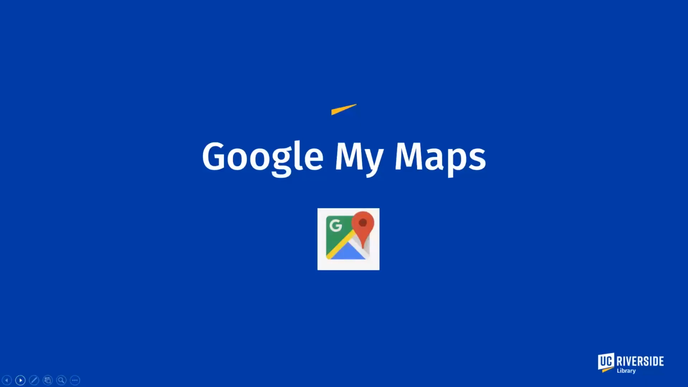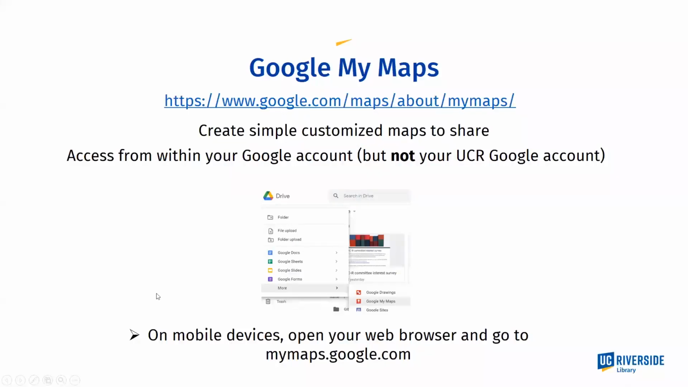Okay, now we'll talk a little bit about Google My Maps, because there is a bit of a tie-in between Google Earth and Google My Maps. It allows you to create simple customized maps to share, and you would access Google My Maps from within your Google account. However, if you have a UCR Google account, you're not going to be able to access My Maps. If you go here to More, Google My Maps is not going to be one of the things that you see. However, I have just a private Google account, and I do have access to Google My Maps. So that might be the same experience that you have.